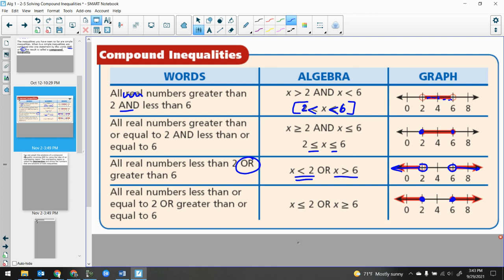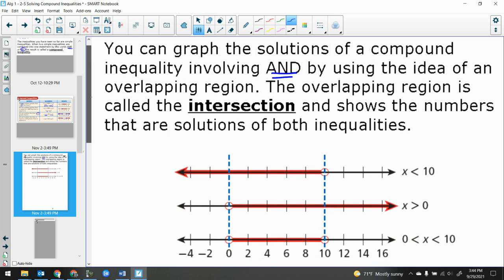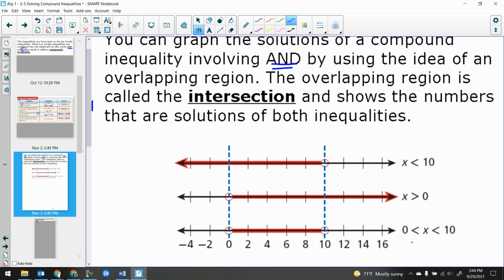All right. Now, the formal math definition of an and inequality is called an intersection. An intersection just mathematically means it has to meet both of the two requirements. So take, for example, this sentence down here. If I say 0 is less than x is less than 10, that means I want all numbers in between 0 and 10. Not equal to 0, not equal to 10, but all numbers in between. That means like 5. 5 is good because it's bigger than 0 and still less than 10. 6 is still good because it's greater than 0 and still less than 10.